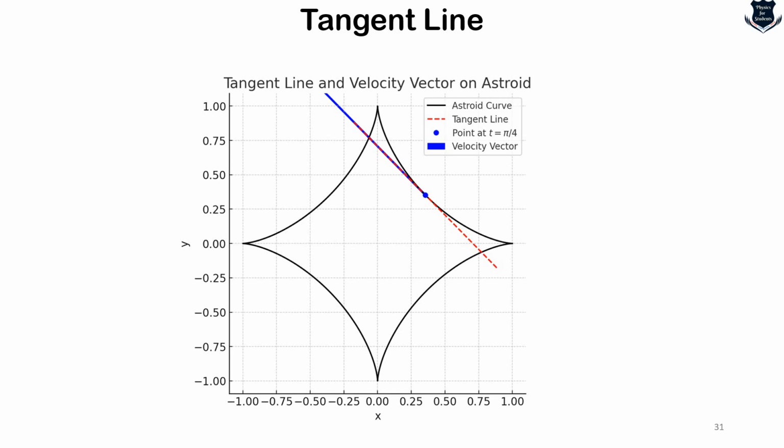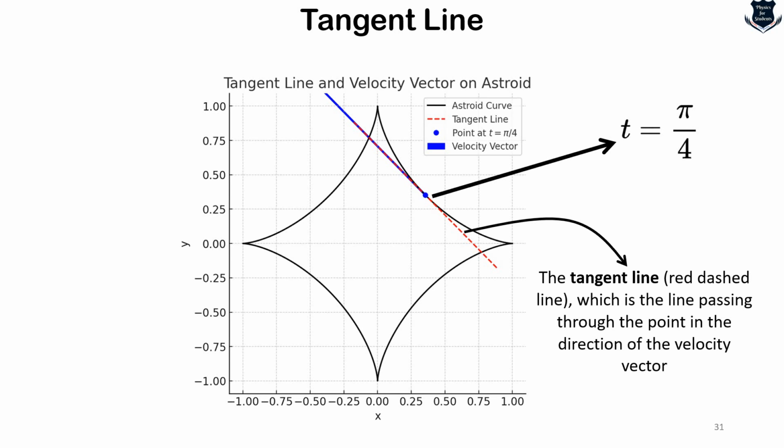So this one, as you can see, first of all, the point is t equals pi upon 4, whatever be the value. This is the blue dot. The velocity vector at that point is this thick blue arrow. Sorry, first the tangent line. It is the red dashed line, which is the line passing through the point in the direction of the velocity vector.